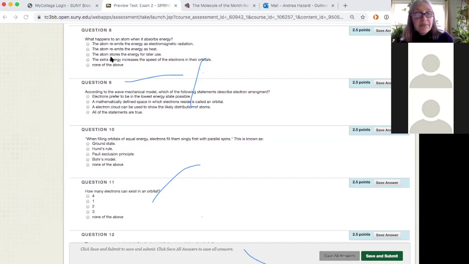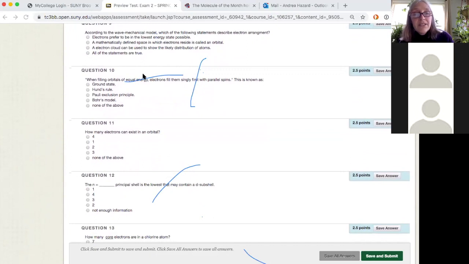So as soon as it absorbs energy, it's going to re-release it because it wants to be in ground state. So it's a very rapid process. And the extra energy increases the speed of electrons in their orbitals. This sounds like it might be something that might happen, but that's not the case. What happens is basically the electron is bumped up to a higher orbital. It has nothing to do with the speed of the electrons. So that would be the top choice here.